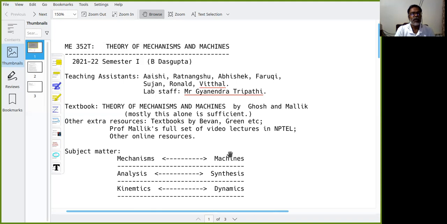Basically, power. And whether you study mechanisms or machines, there are two aspects of the study. One is analysis, the other is synthesis. Analysis means that you have the system, mechanism or machine, whatever it is, the same thing. When the focus is on transmission of motion, then it is typically referred to as mechanism. When the transmission of force is of more importance, then it is referred to as machines. But the thing can be the same.